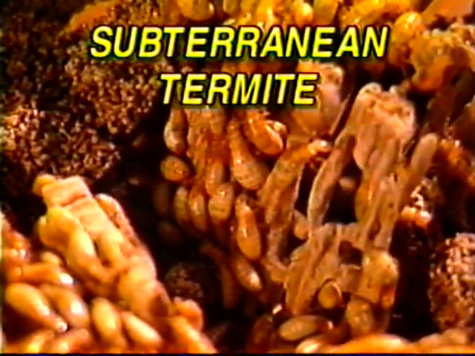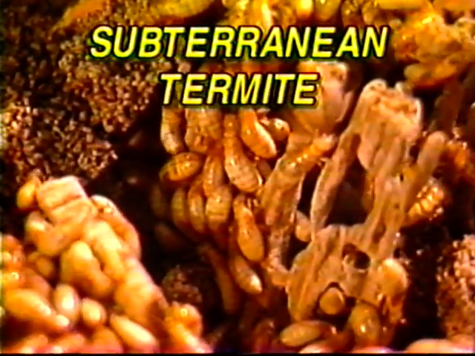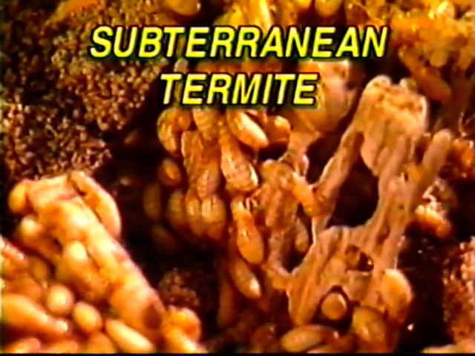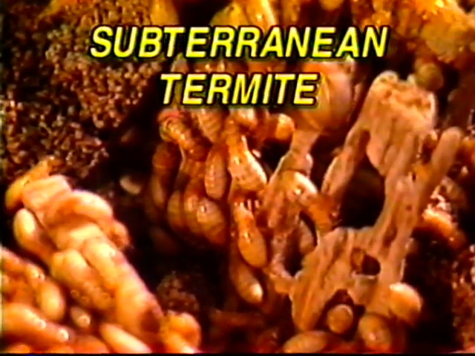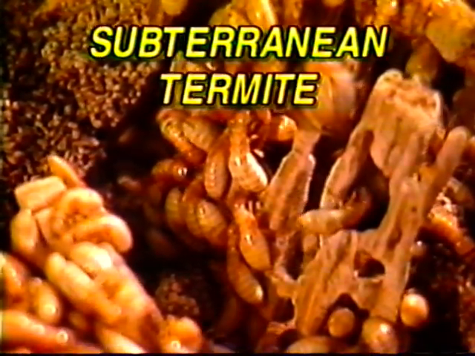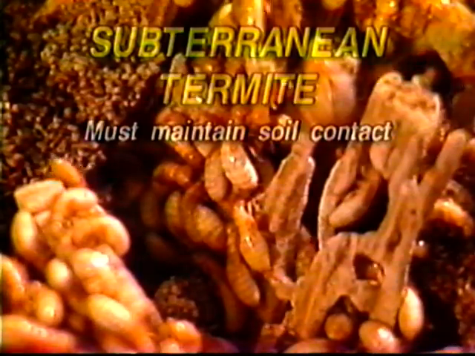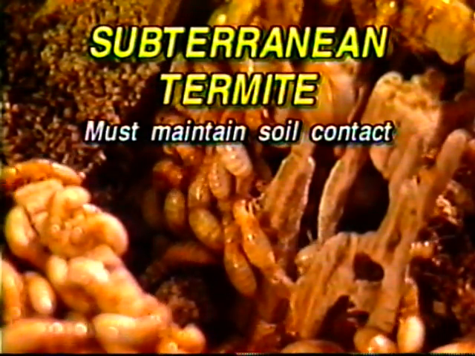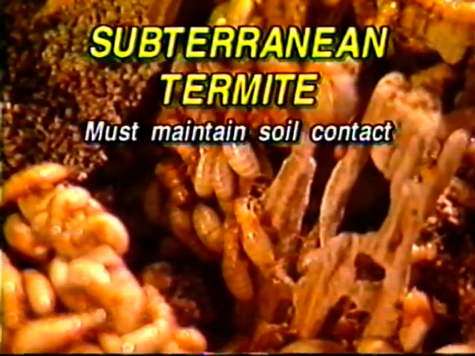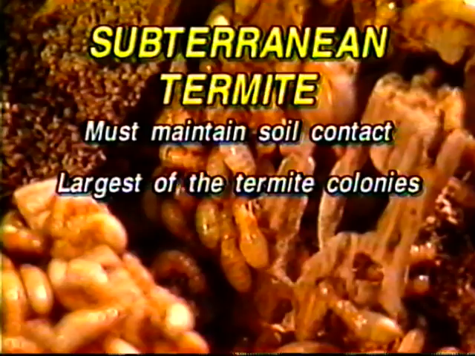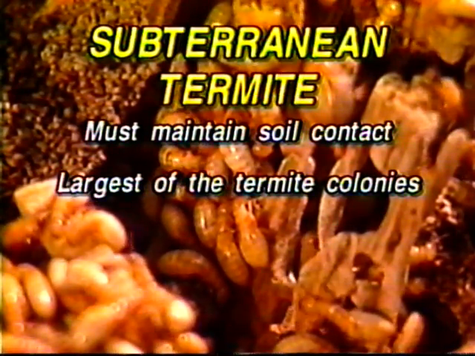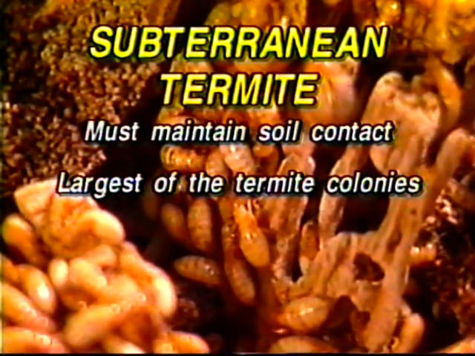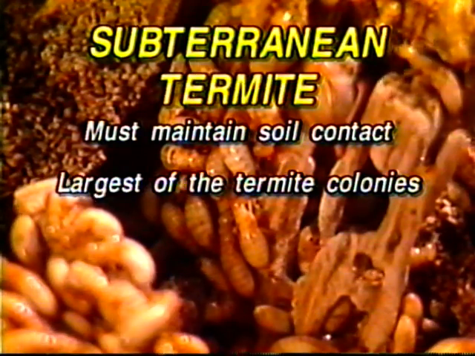Okay, it makes sense because they have the largest colonies. Subterraneans start out with their name. They're called subterraneans because they nest in the ground. The female lays her eggs in the soil or on wood that's buried in the soil. So they must maintain soil contact. So that's the reason they're called subterranean. They have the largest colony. There's more individuals in the subterranean colony than all the other two that we're going to be talking about later.